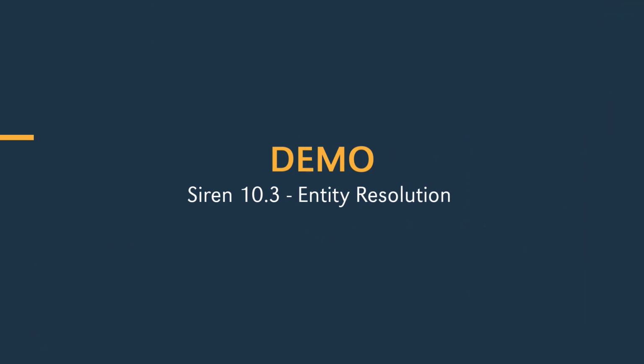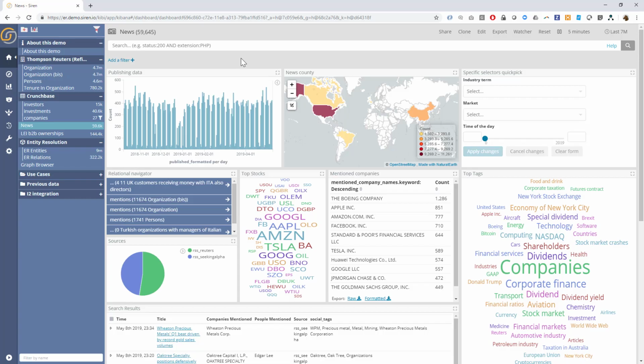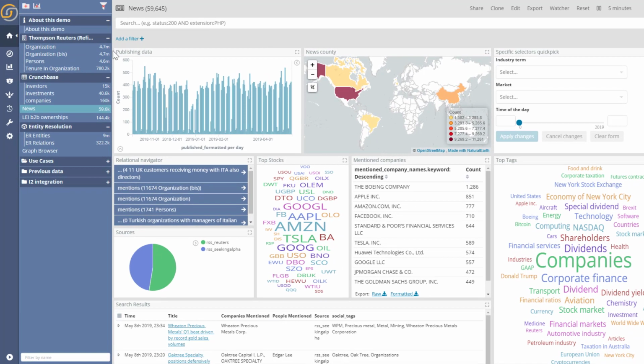Thank you for following me so far. And now let's take a look at the implementation within Siren. In this installation, we have connected Siren to two reference datasets and to streaming news.